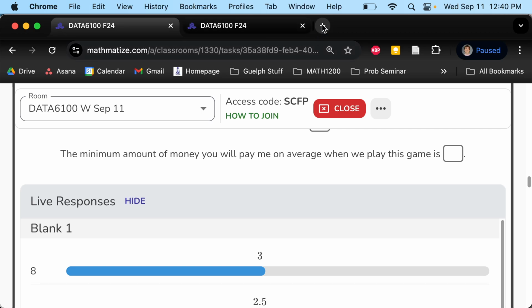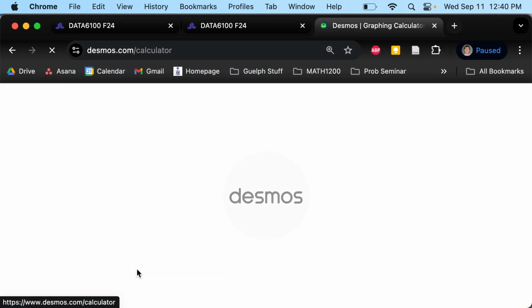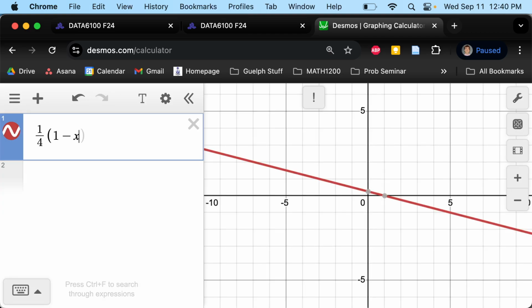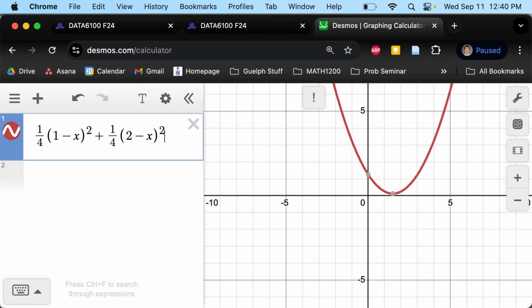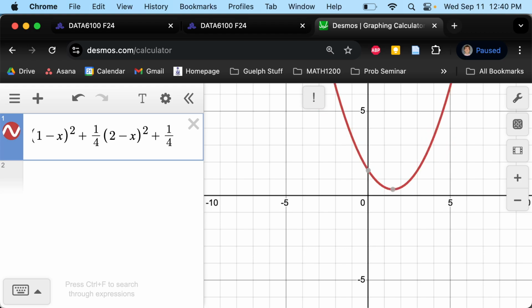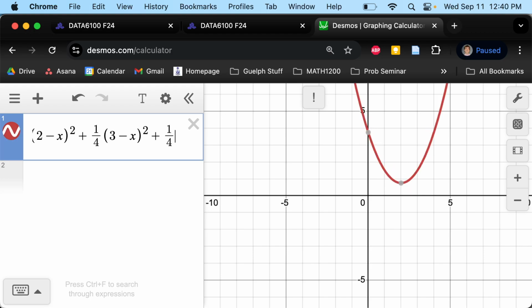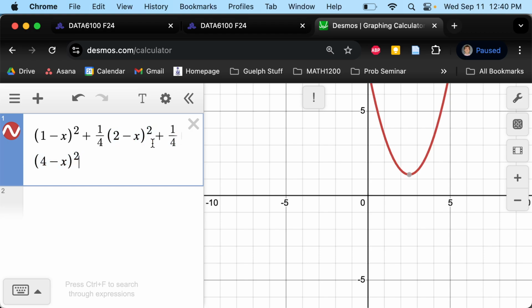So I'm going to go to Desmos. This is why I made it a 4-sided dice instead of a 6-sided dice, so there would be less to type in. But here is the function. It's 1/4 times (1 minus the input) squared, plus 1/4 times (2 minus the input) squared, plus 1/4 times (3 minus the input) squared, plus 1/4 times (4 minus the input) squared. Okay, there we go. Did I type it in correctly? None of you guys are saying I did it wrong, so probably it's right.